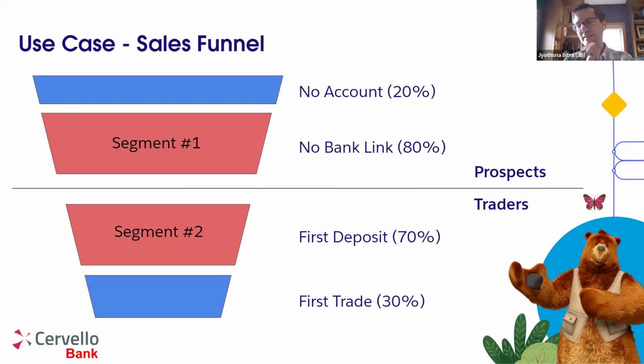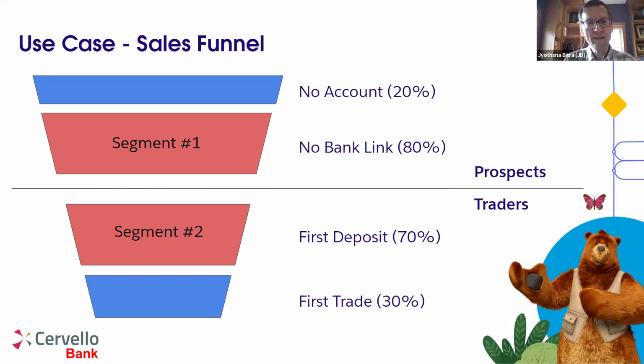A couple of sessions ago, we worked on a segment for the no bank link. Today's segment is going to be that group that have signed up to be traders on the app, which means they've deposited money into their bank account. And now the next bottleneck is getting them to make that first trade. So we want to identify that segment of those people who've deposited money into their bank account and communicate to them in Marketing Cloud. So that's the segment we're focusing on today, segment 2.